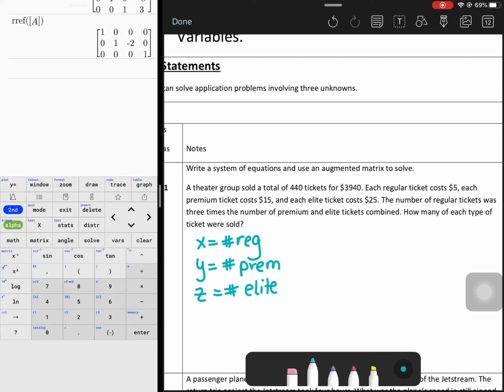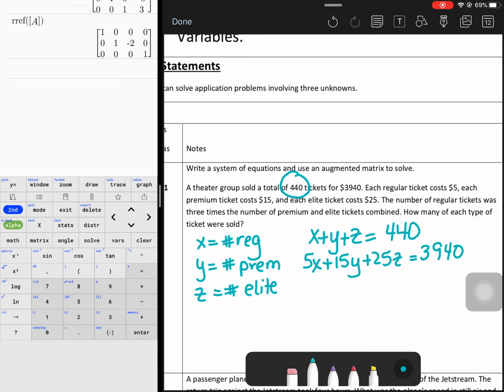So the first equation is going to be how many tickets we have. X plus Y plus Z would equal all the tickets, and that's going to equal 440. The second equation is what are they worth? So the regular tickets are $5 each, the premium tickets are $15 each, and the elite tickets are $25 each, for a total of $3,940.